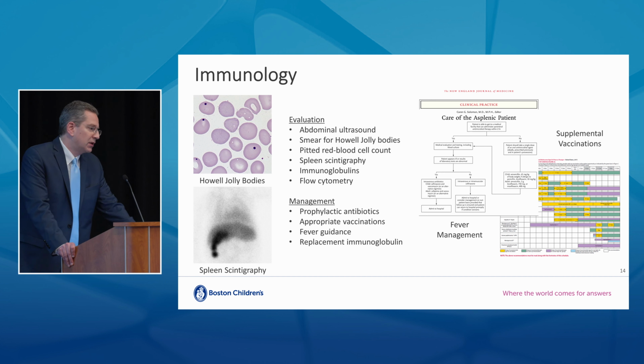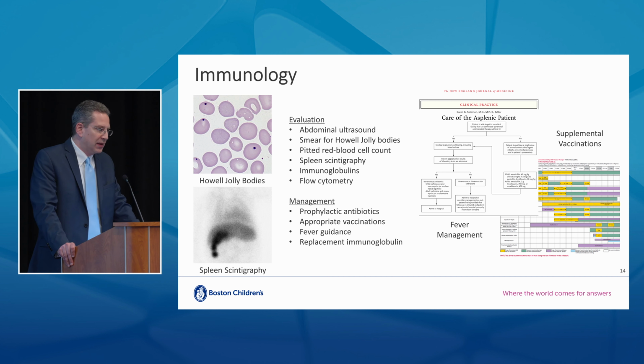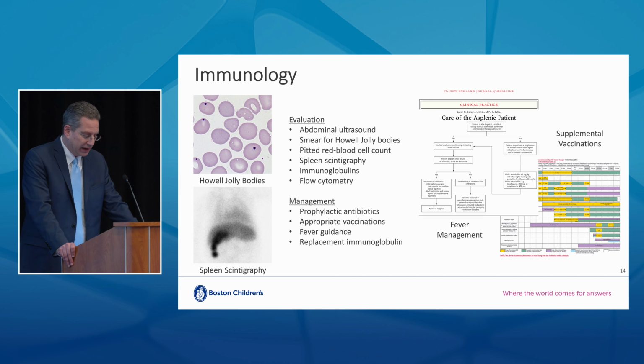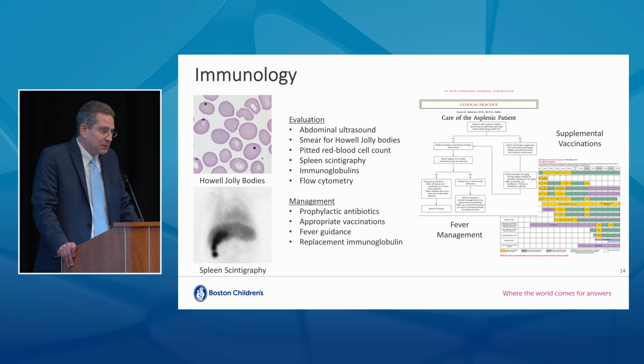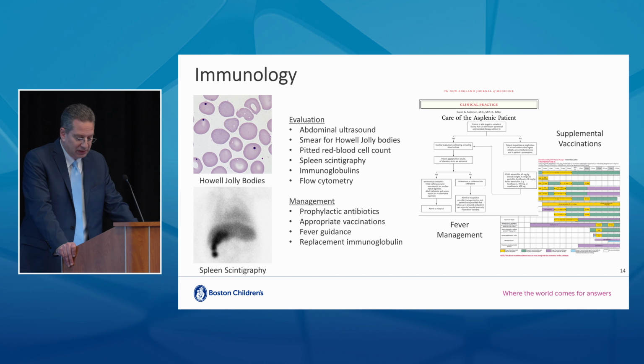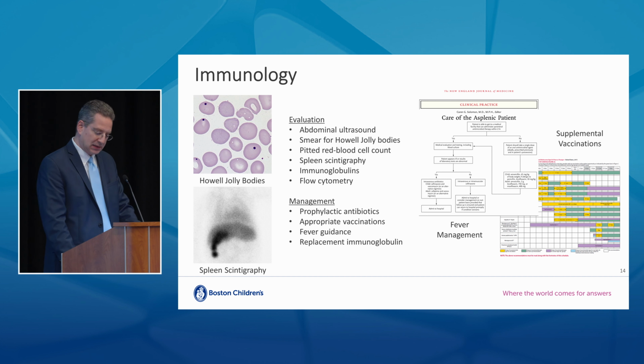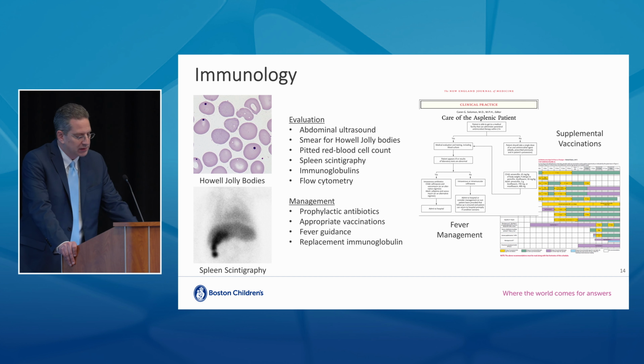And then as far as management goes, we essentially assume that all patients with heterotaxy have functional asplenia until proven otherwise. We make sure patients have appropriate vaccinations and fever guidance, and for those that need it, a replacement immunoglobulin therapy. The feedback from families has actually been tremendous, especially with regard to the immune portion. It is really kind of surprisingly a wild, wild west when it comes to especially supplemental vaccinations. So we're very happy that's something that we're able to provide at Boston Children's.